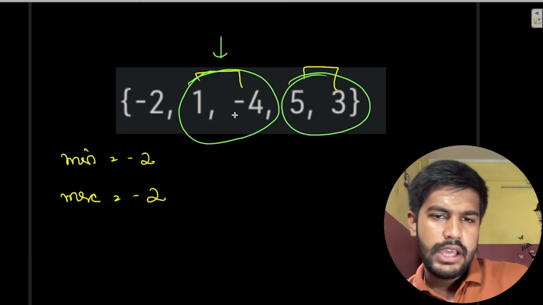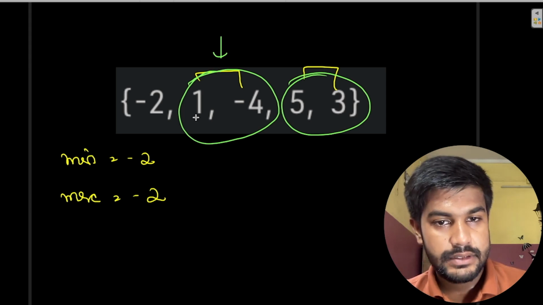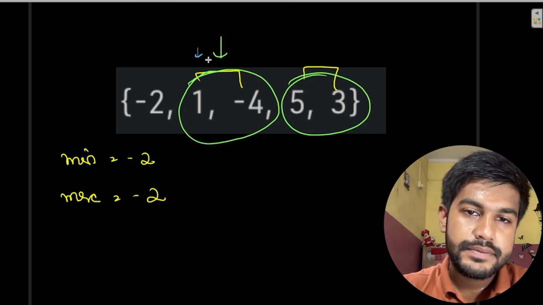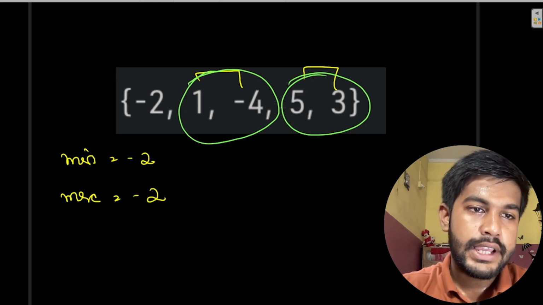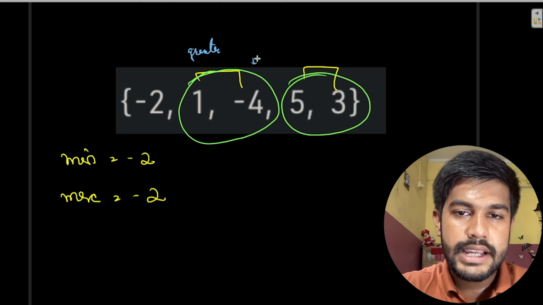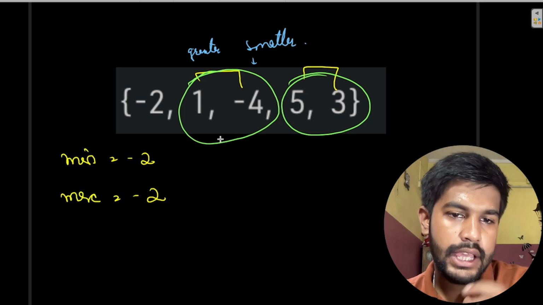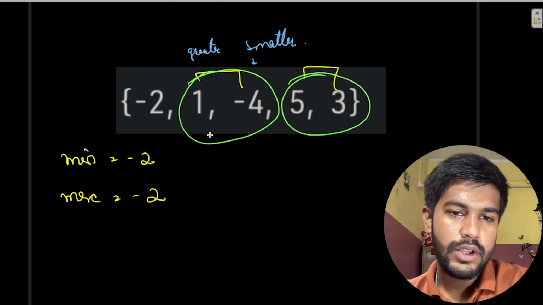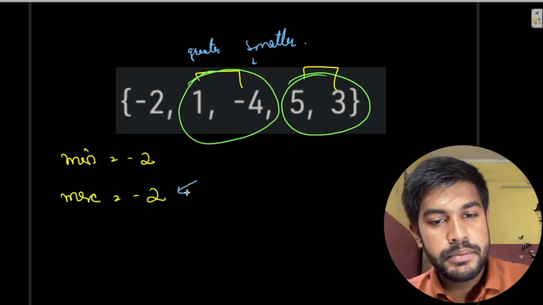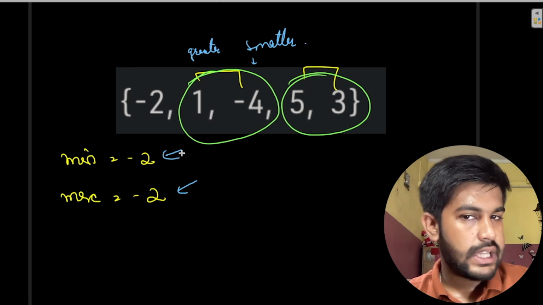So let's see. If we have this side greater and this side smaller, so now let's try to think. This greater thing would affect the maximum number and the smaller thing would affect the minimum number. True or not? Yes, it is.